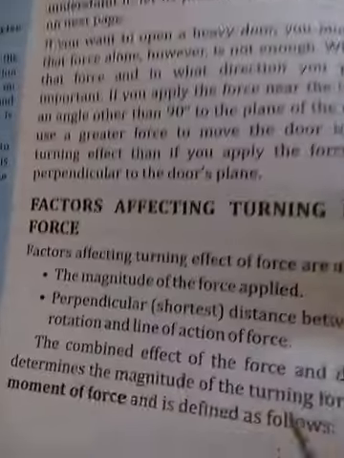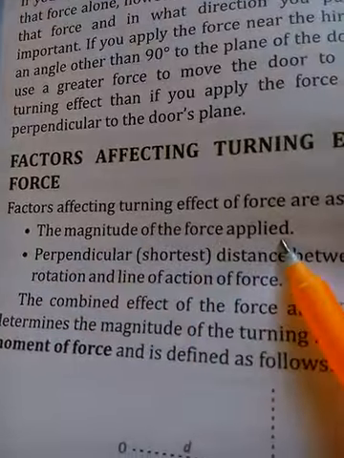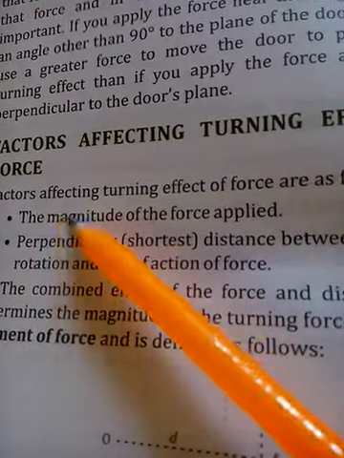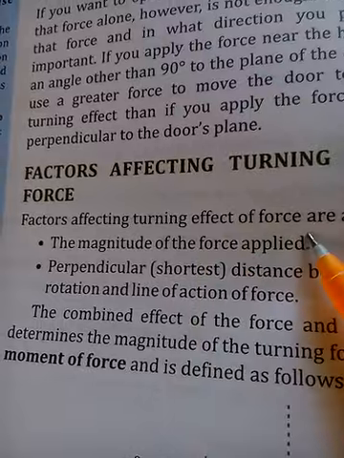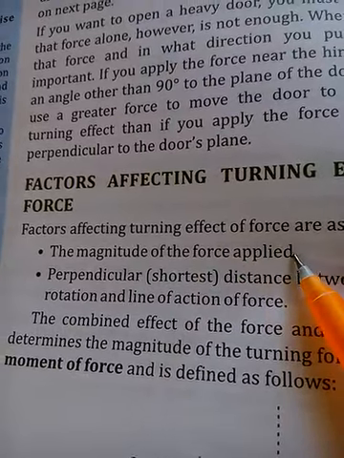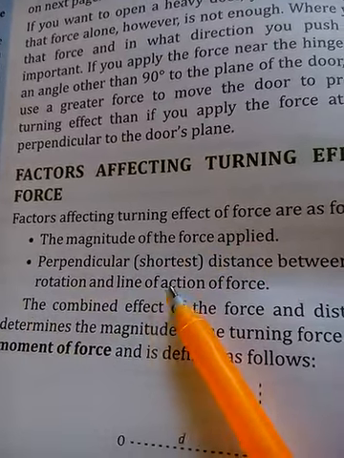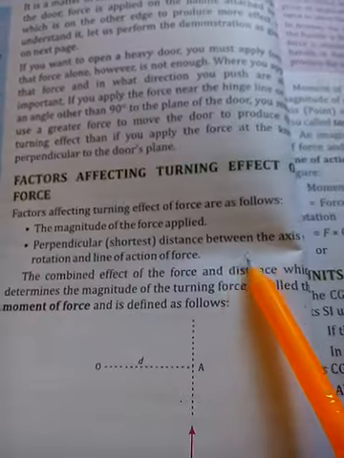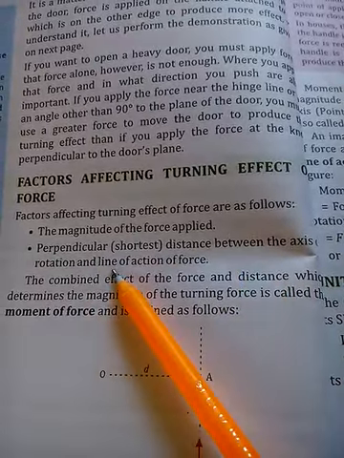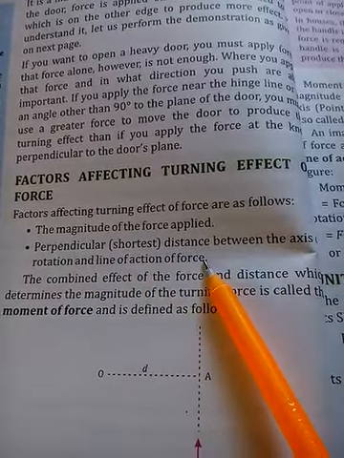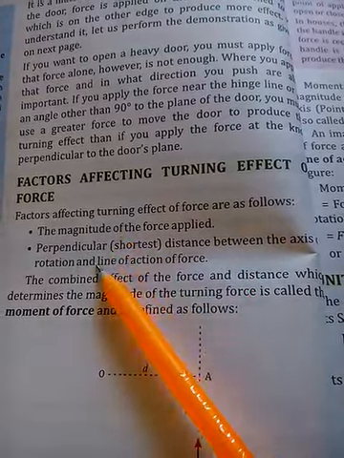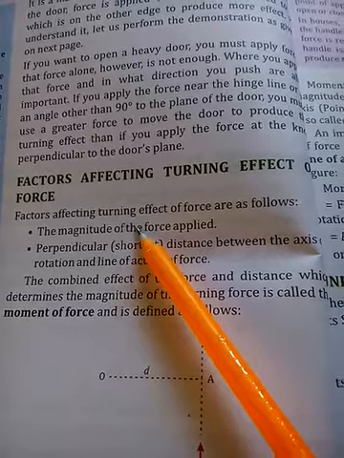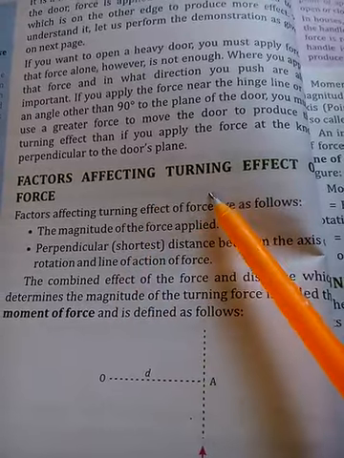So what are the factors then? Number one, the magnitude of the force applied, how much force you are applying. Magnitude means the value, amount. That is all important. And the perpendicular distance, that is the shortest distance between the axis of rotation and line of action of force. So the perpendicular distance and the magnitude of force, these two are very important factors for turning effect.